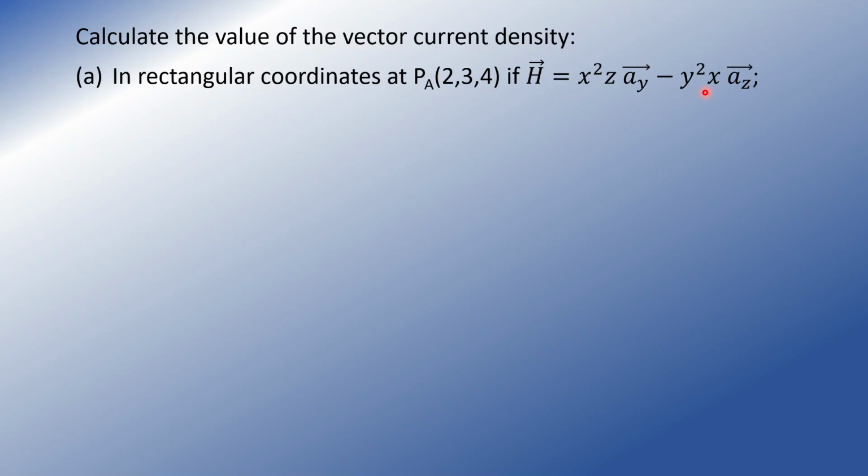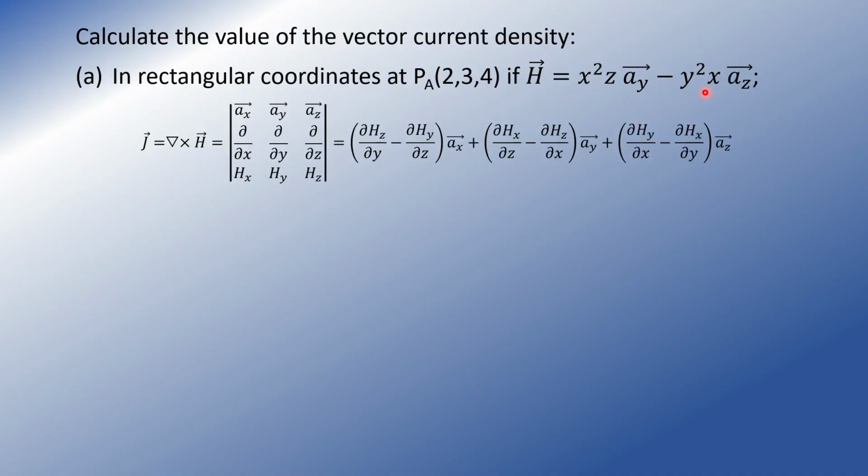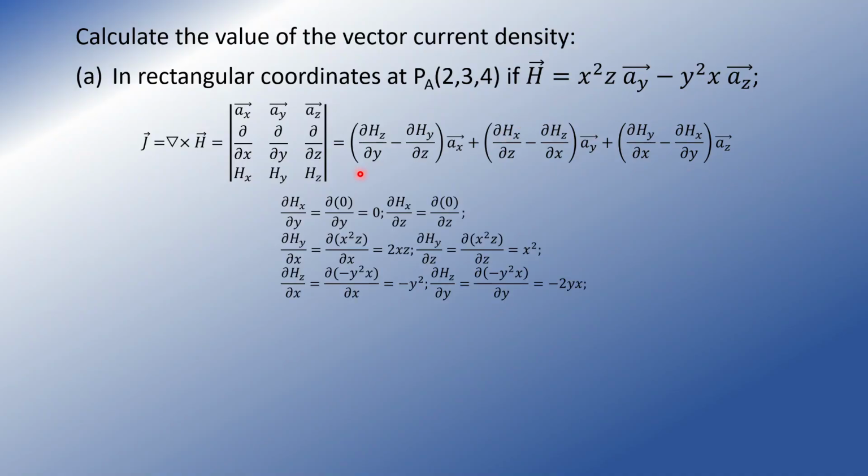Now why do we have to check this first? Because this is our formula in the determinant form and in the equation form. If a component is not given, for example the Hx component is not present here, then I don't have to evaluate the derivatives which have Hx. So instead of finding 6 derivatives, it is enough if I find only 4 derivatives. So let us see it. We will find the derivatives first.